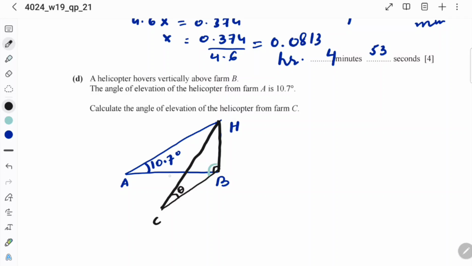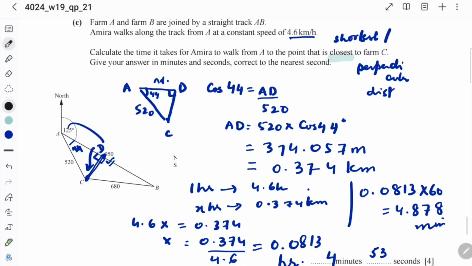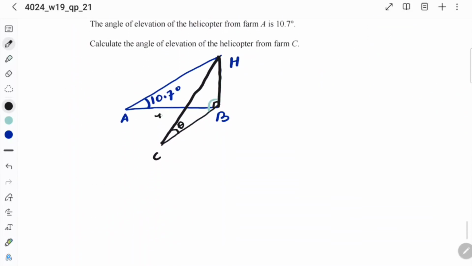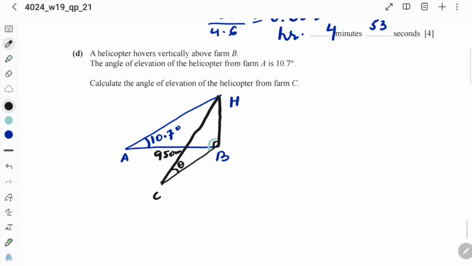We know that the AB line is equal to 950 meters. So if we know the value of this height BH, then it's easier for us to calculate it. We'll use the same SOH CAH TOA here as well. For this height, we'll be using this small triangle ABH, with 950 meters and 10.7 degrees.